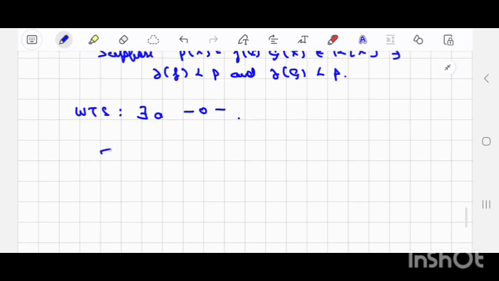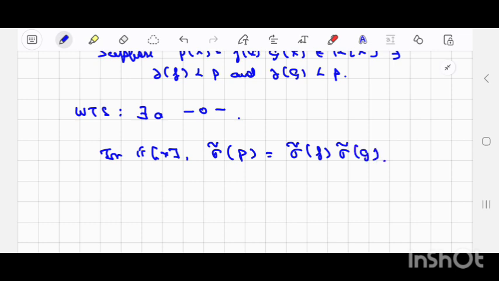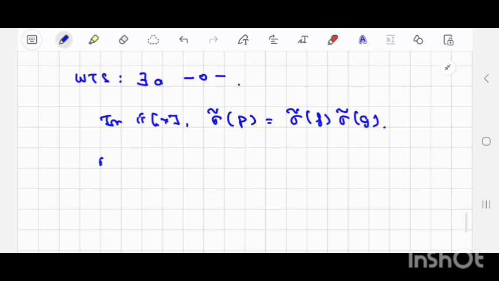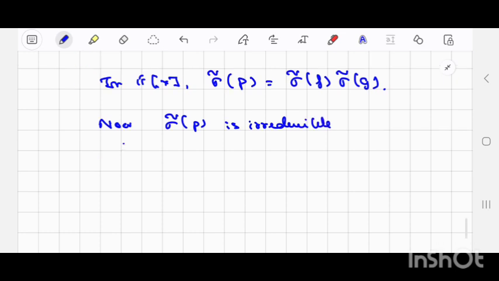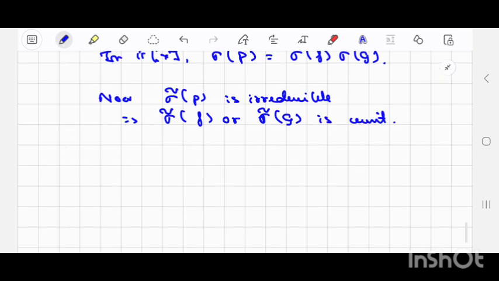Now observe what happens in F[x]. It is pretty obvious that sigma tilde of P will be sigma tilde of f times sigma tilde of g, because sigma tilde is a ring homomorphism. That is pretty clear to observe. Now sigma tilde of P is given to be irreducible. What does that mean? That means that sigma tilde of f or sigma tilde of g is a unit. Is it clear?